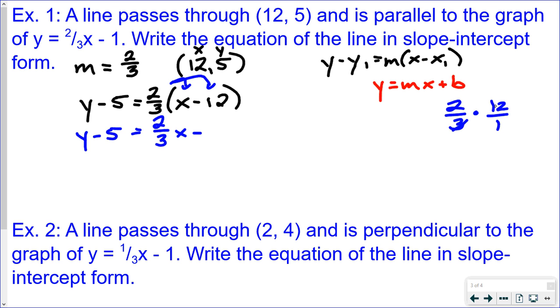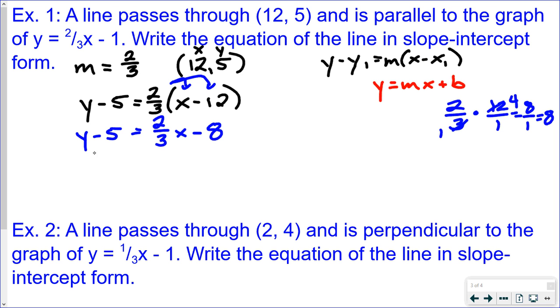Remember, you can cross simplify when you're multiplying fractions. So that comes out to 8/1 or 8. So 2/3 times 12 is 8. All right, so I'm halfway there.